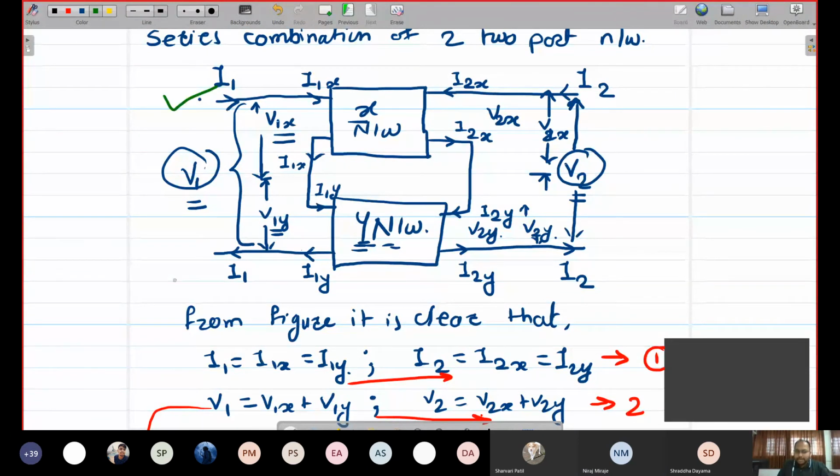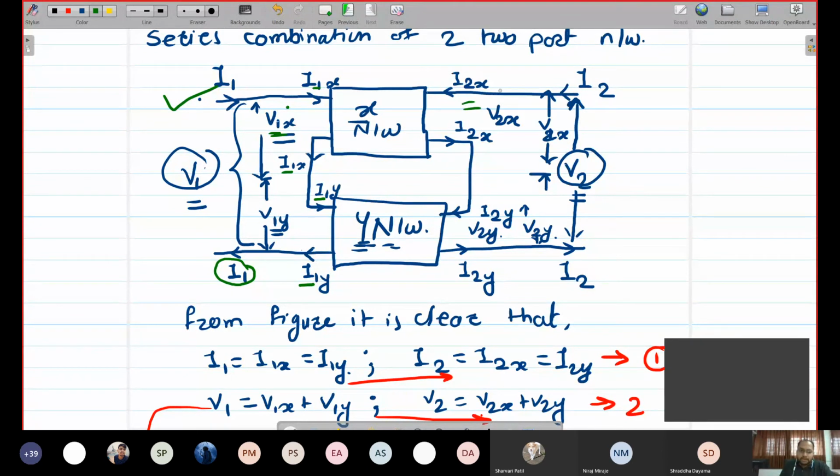So the current entering into the X network at the input side is termed as I1X, and the voltage across that particular network is called V1X. That current leaving is also I1X, and whenever it is entering into the Y network, it is called I1Y. Am I right? If it is leaving from that Y network, then it is I1Y. But in all, the total current will be the same. That is I1, right? And in a similar manner on the other side, that is at the output side.